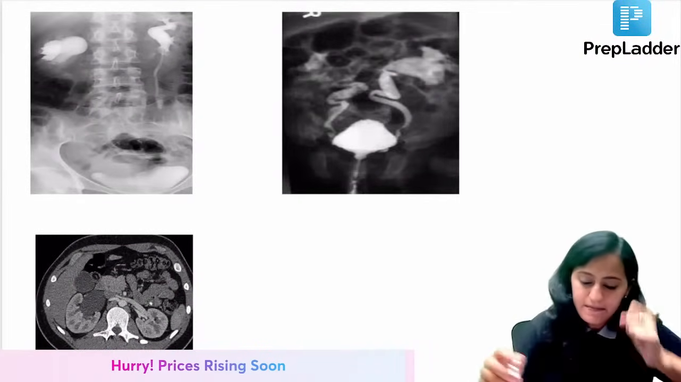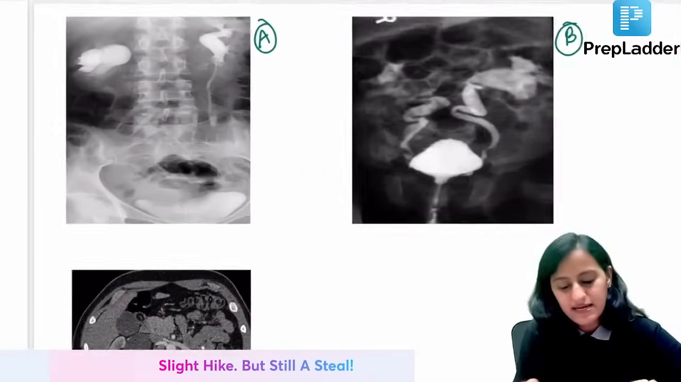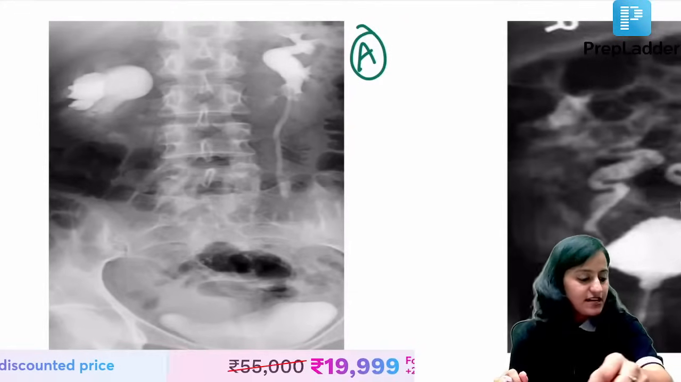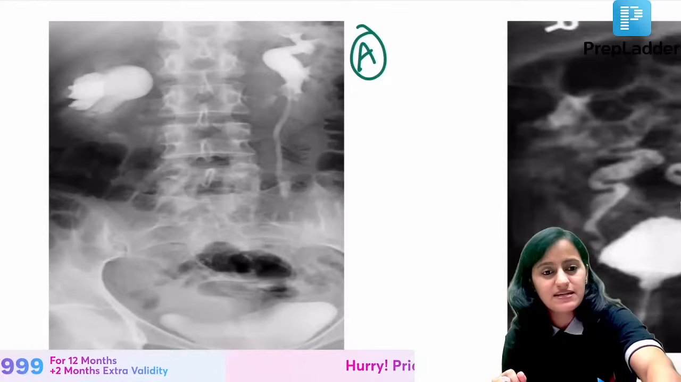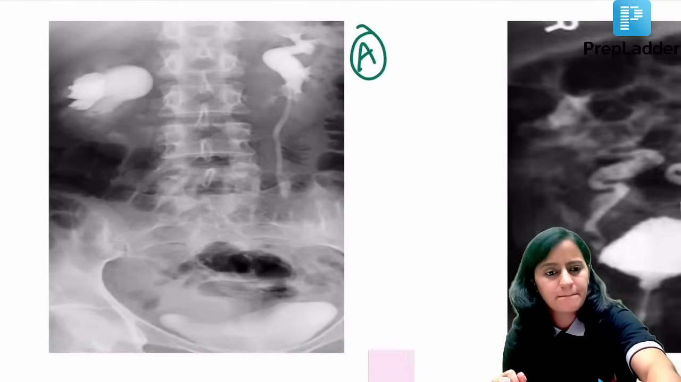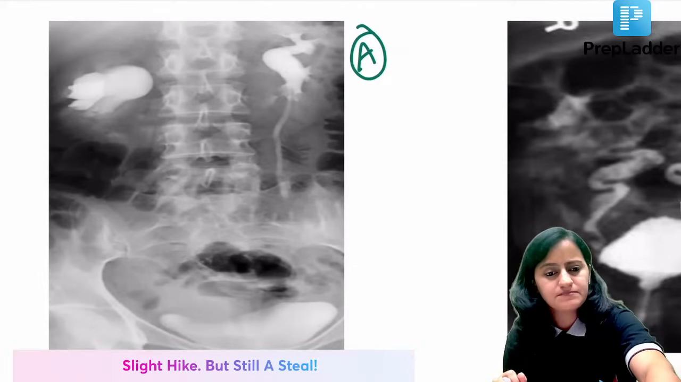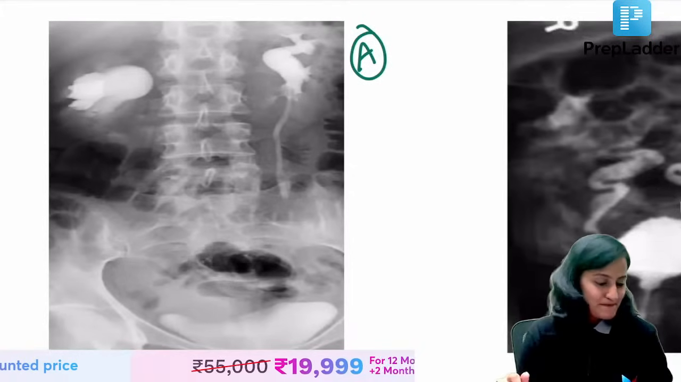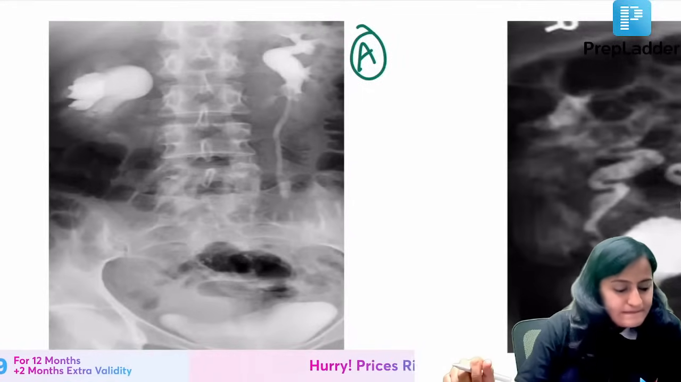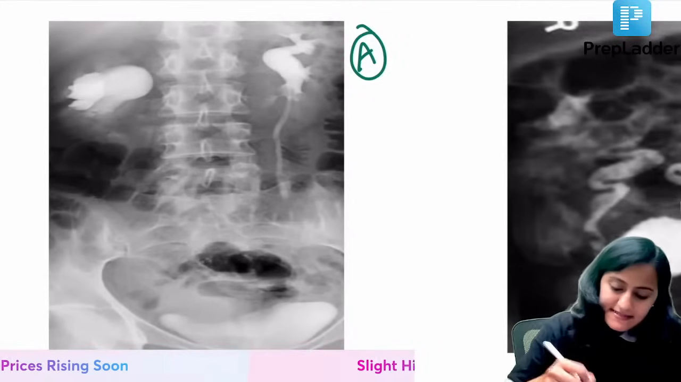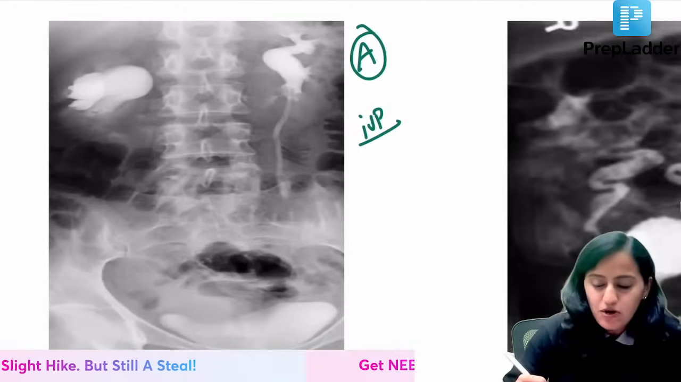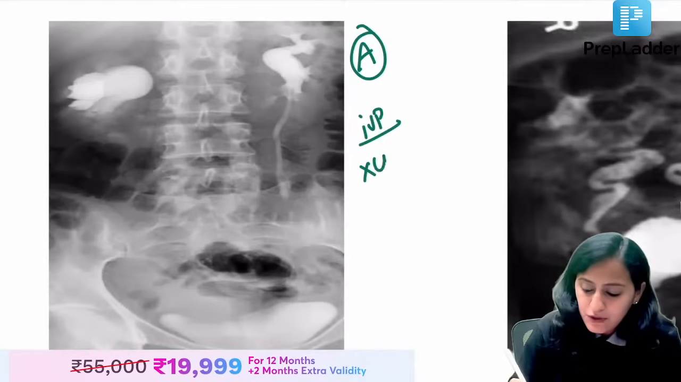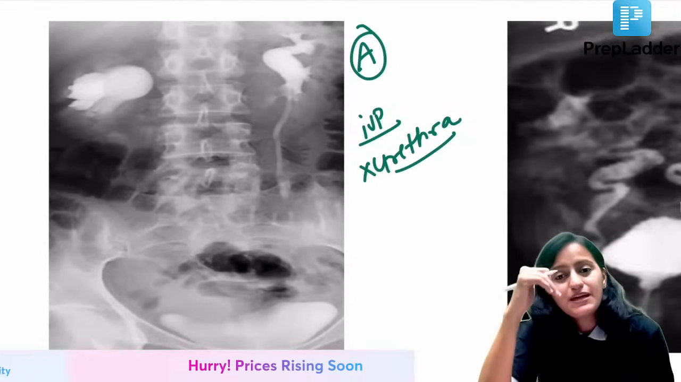Going to the next one, again very frequently asked questions and images in your exam. First of all, tell me what investigation this is here, in image A? Yes, this is an IVP image. This is not a plain X-ray. You are seeing the contrast in the kidney, in the ureter, and in the bladder. Okay? Do you see urethra in IVP? No, you do not see urethra in IVP. It is contrast X-ray of KUB, kidney, ureter, bladder.